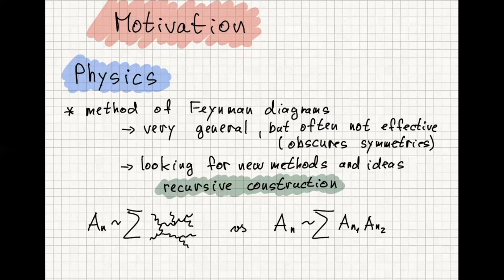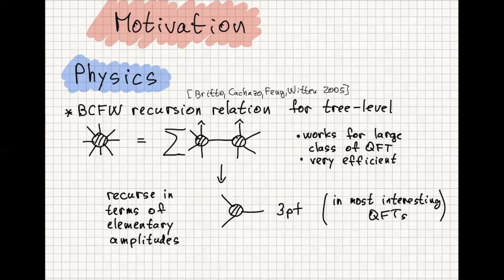Now, the most important version of these recursion relations, before going into too much detail, is the so-called BCFW recursion relations. It's the minimal recursion, and it works for quite a large class of quantum field theories. There are some conditions that the theory must satisfy in order to work. And it does recurse the higher point amplitude in terms of lower point amplitudes, which are shifted in a certain way.